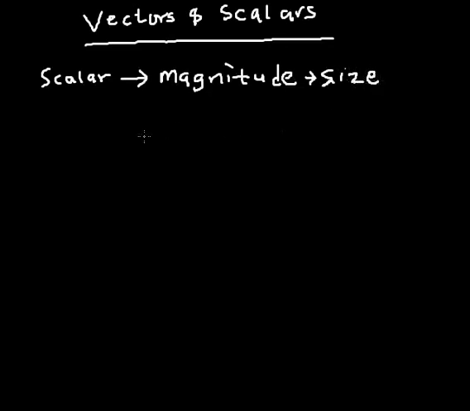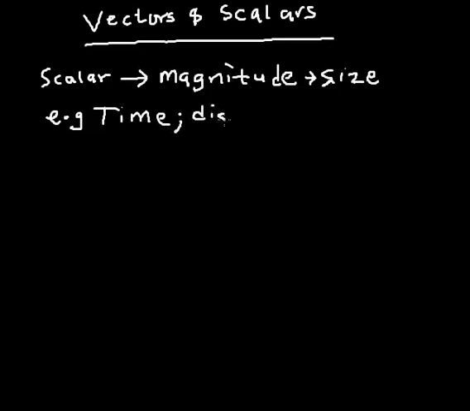You can only express a scalar quantity by its size. For example, time. You can express the amount of time in hours, seconds, or even in minutes, by the size, but there is no such thing as direction of time.